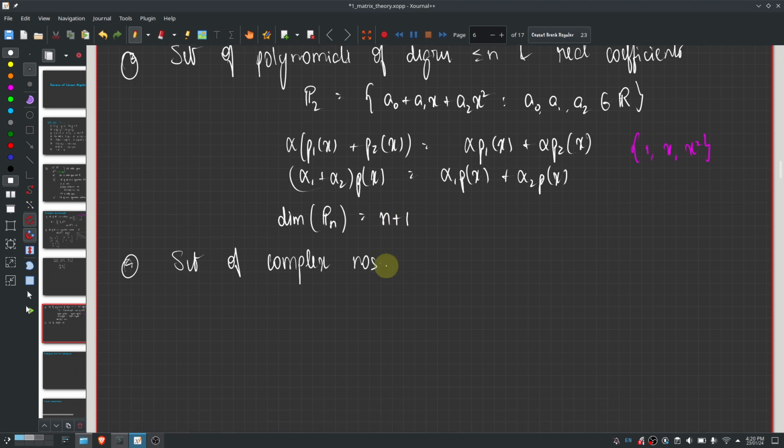Okay. Now suppose I made a slight modification to this and said, what about the set of all polynomials of degree exactly equal to n? Does that form a vector space?